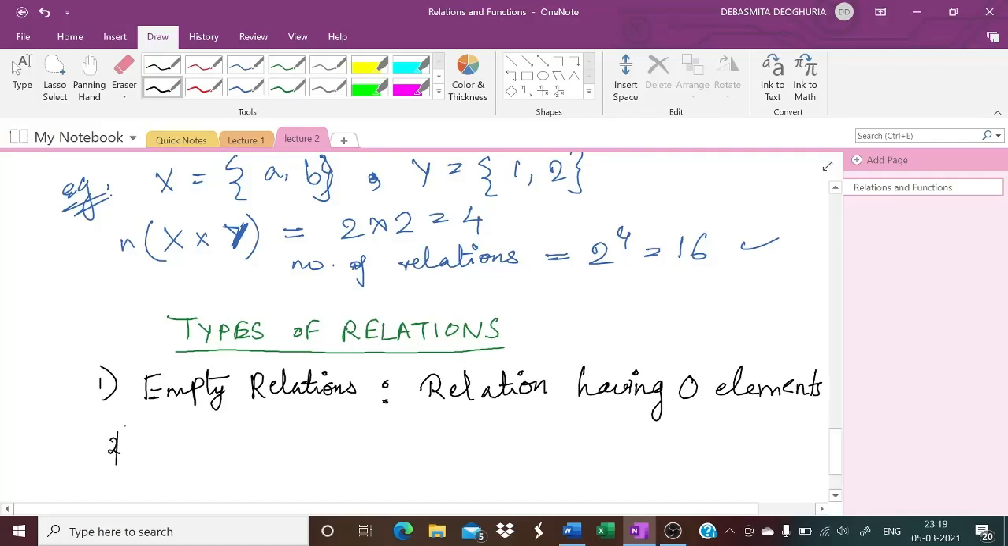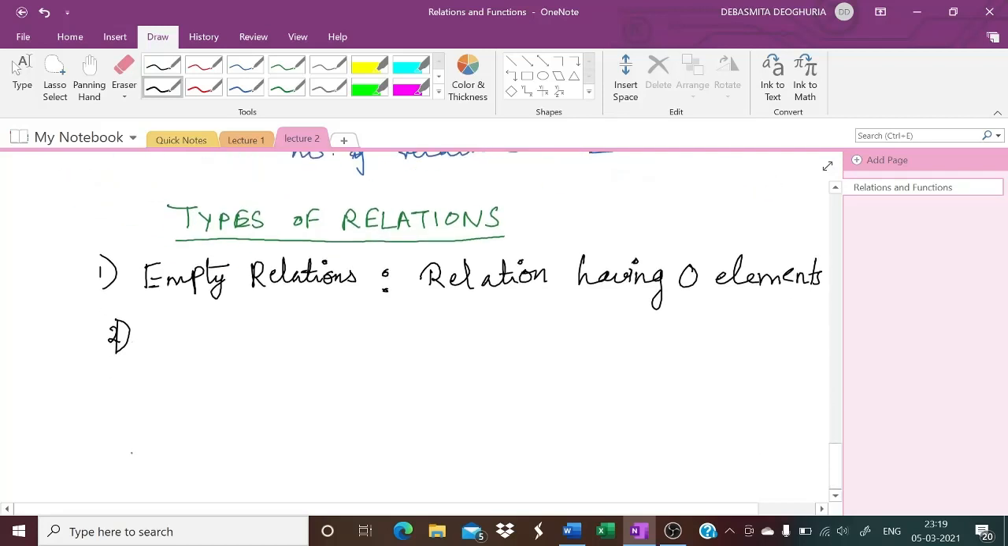Number two would be the inverse relation.